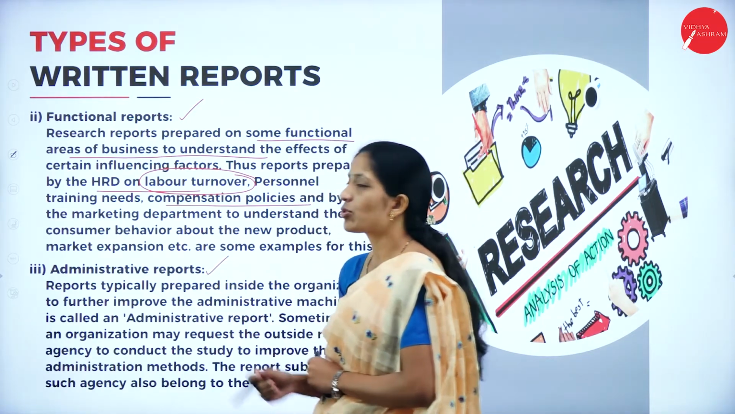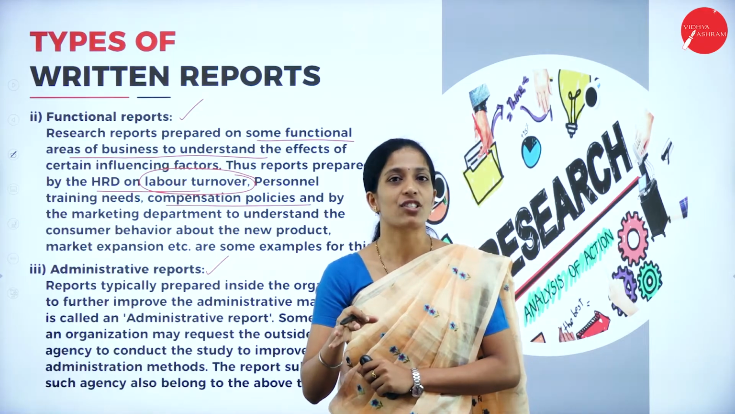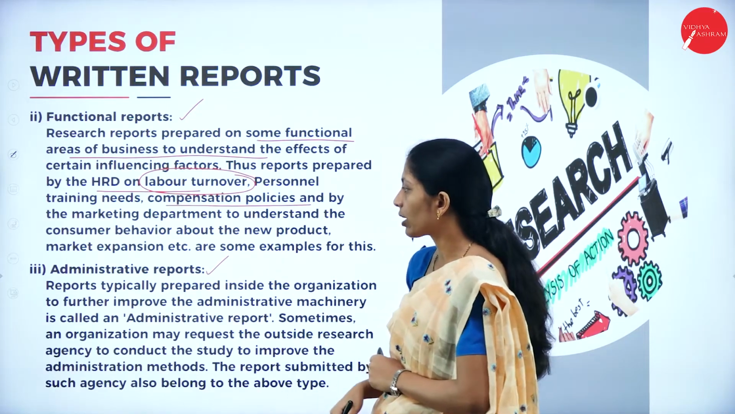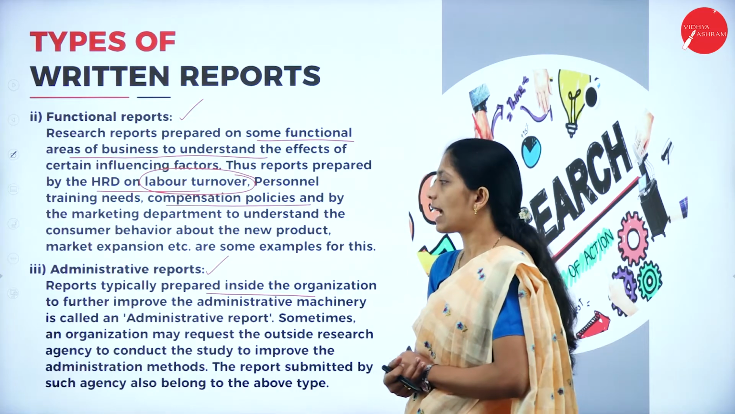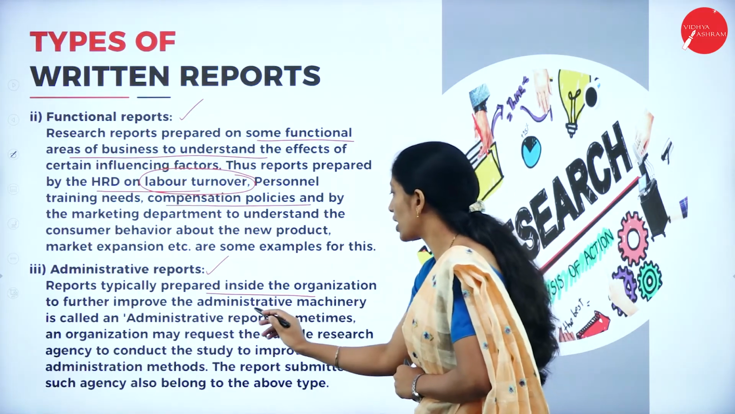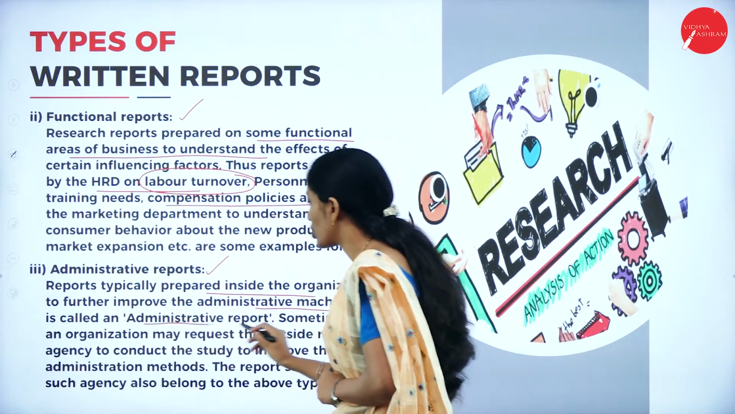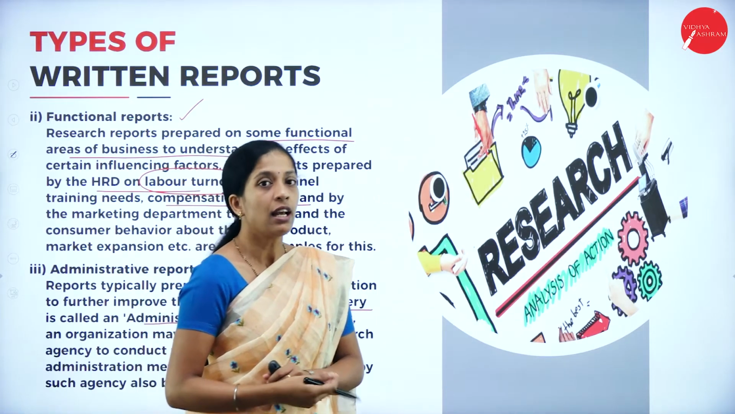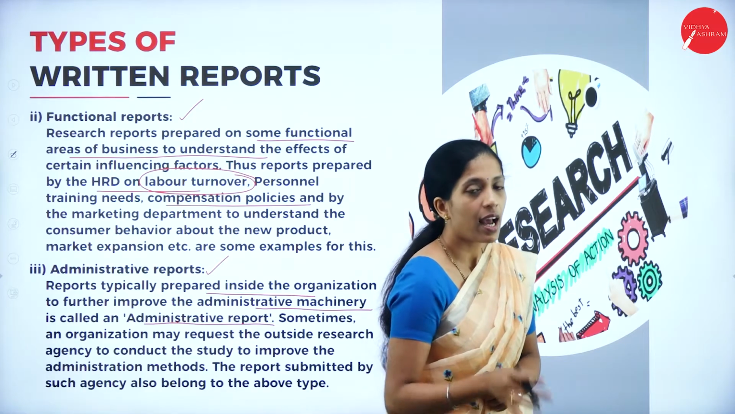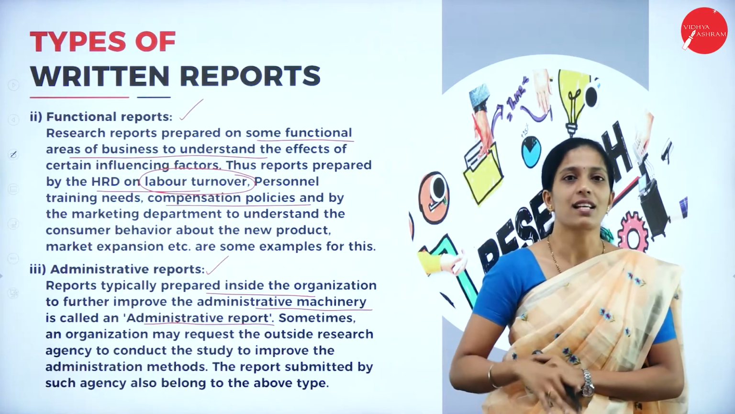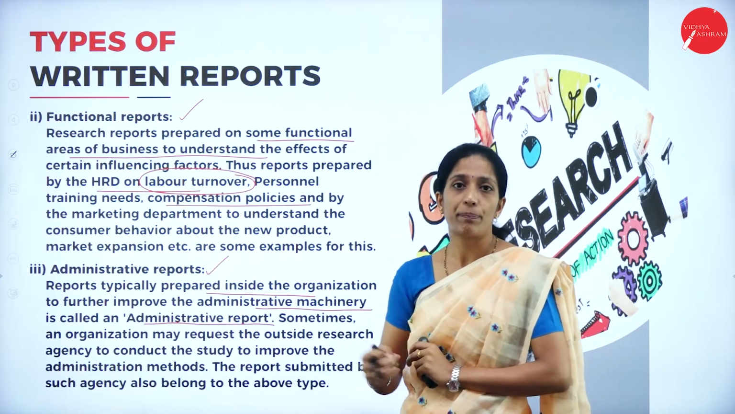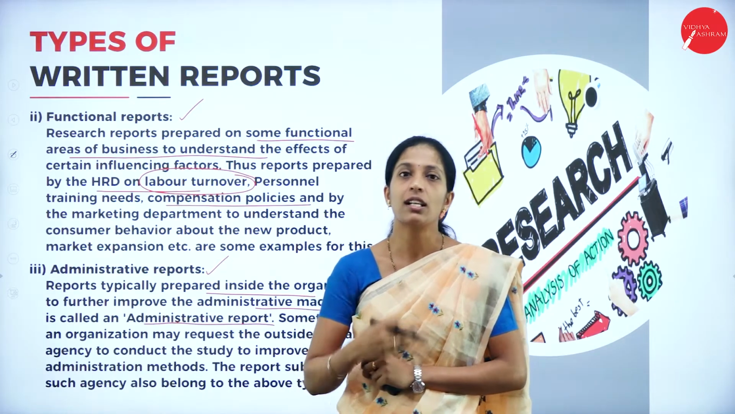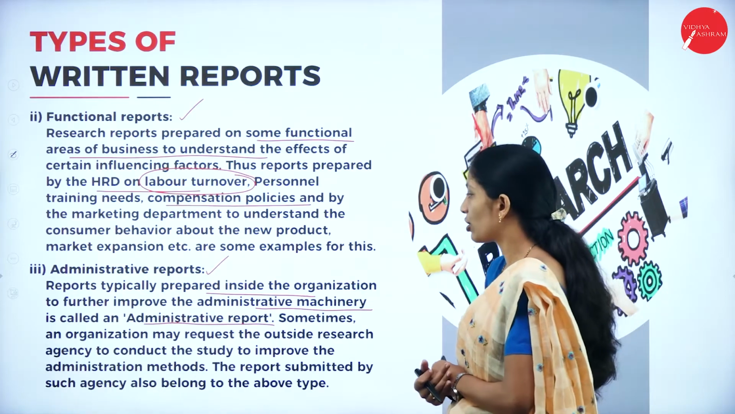And the next one is the administrative report. In order to take proper administrative decisions, the report that has been presented is known as an administrative report. A report typically prepared inside the organization to further improve the administrative machinery is called an administrative report. In order to undertake the administrative activities properly, whatever research activity is conducted, the report on that research activity will be presented for the further development of the organization, that is, further administrative improvement in the organization. Those reports are called administrative reports.